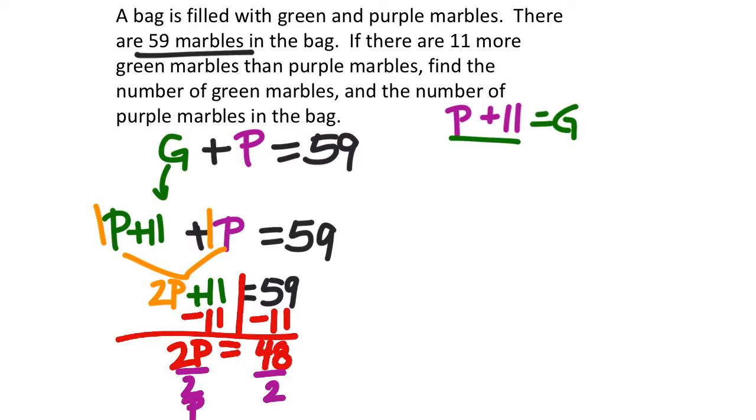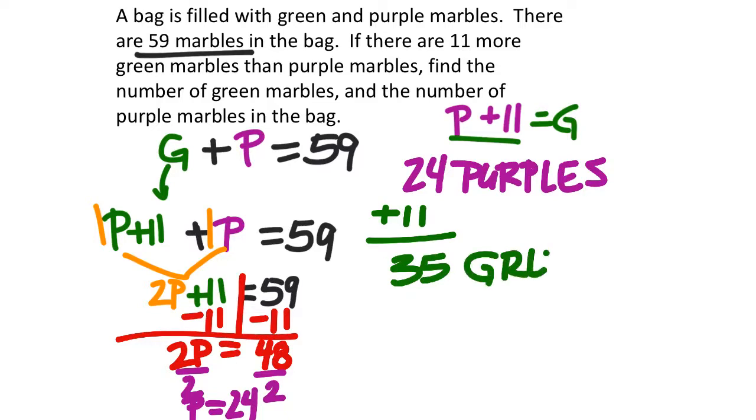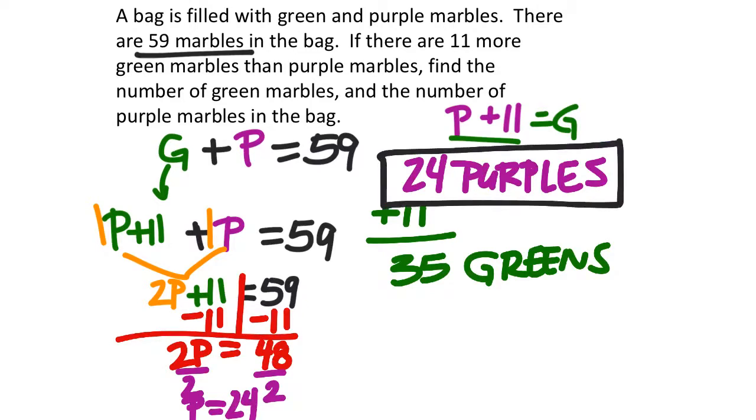And the purple marbles, it appears that there's 24 purple marbles. So 24 purple marbles, we'll just say 24 purples. And for the greens, there's 11 more than that. So I'm just going to add 11 to that. And that gives me 35 greens. Now again, these are my 2 answers right now.